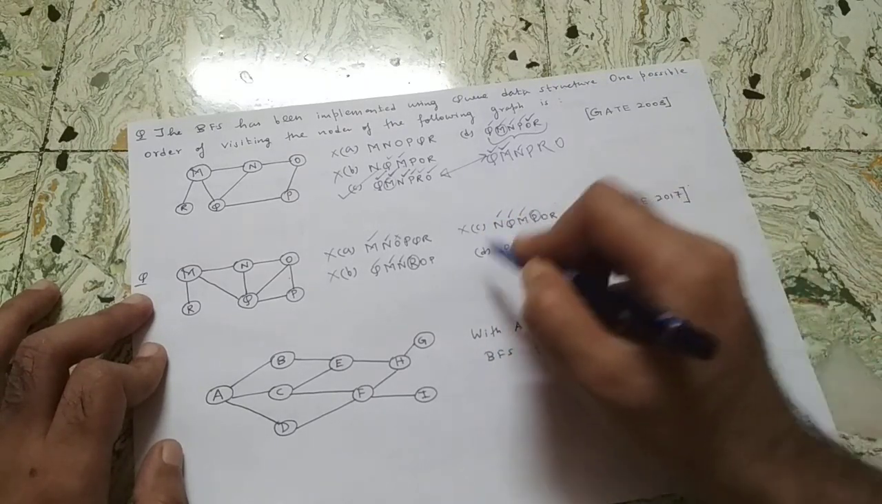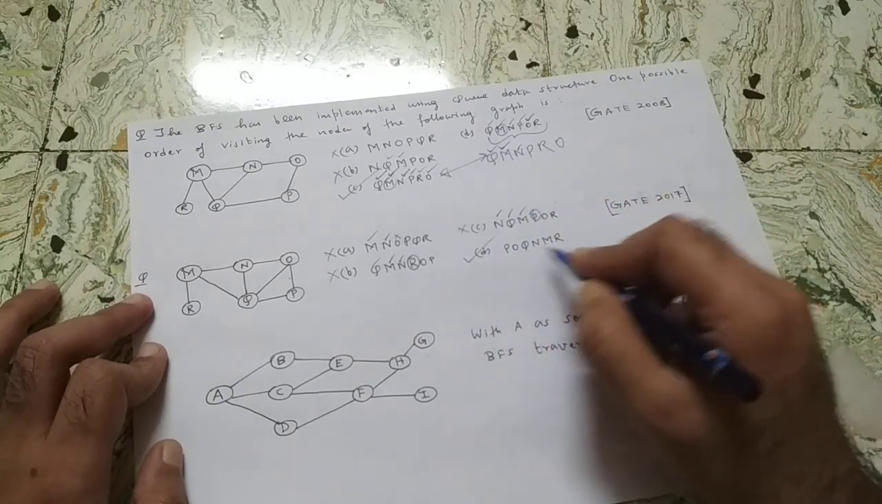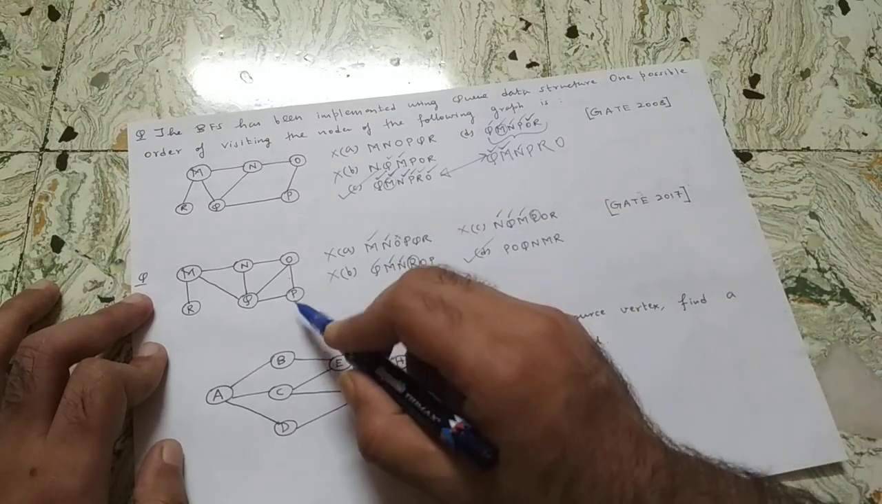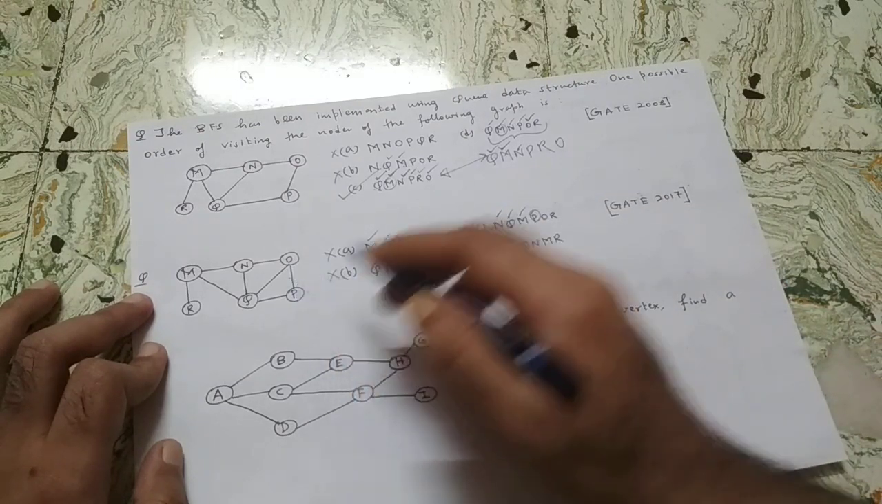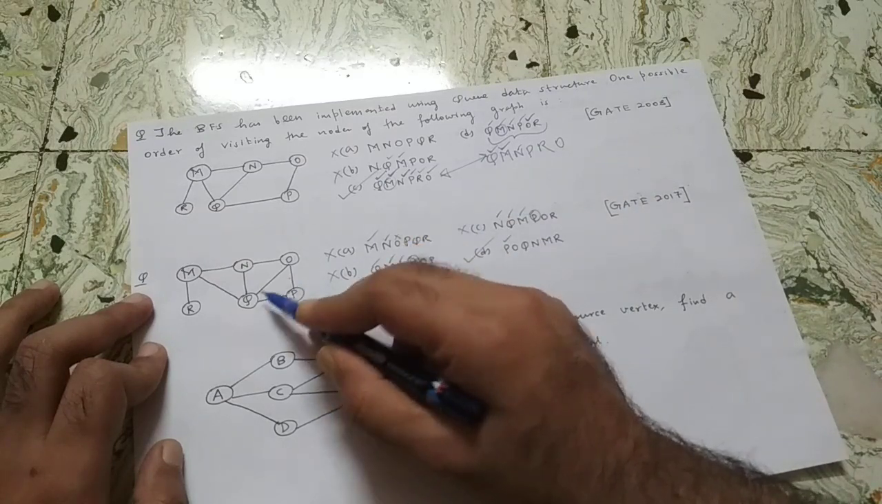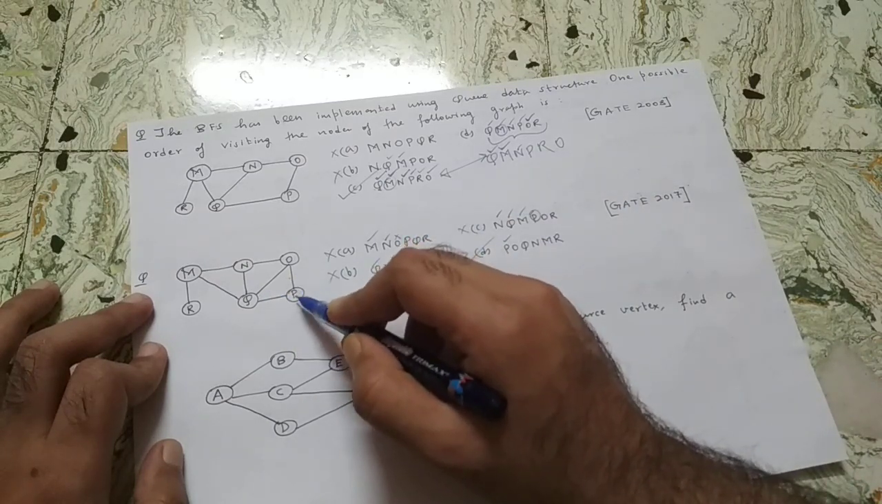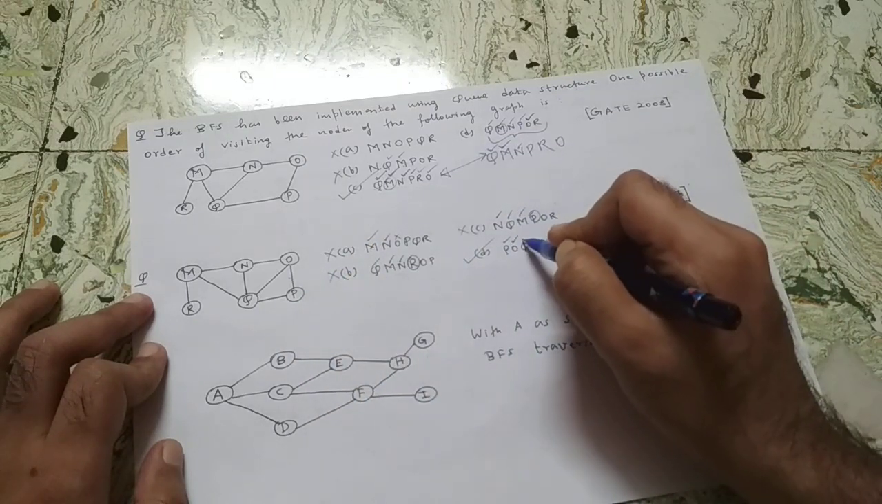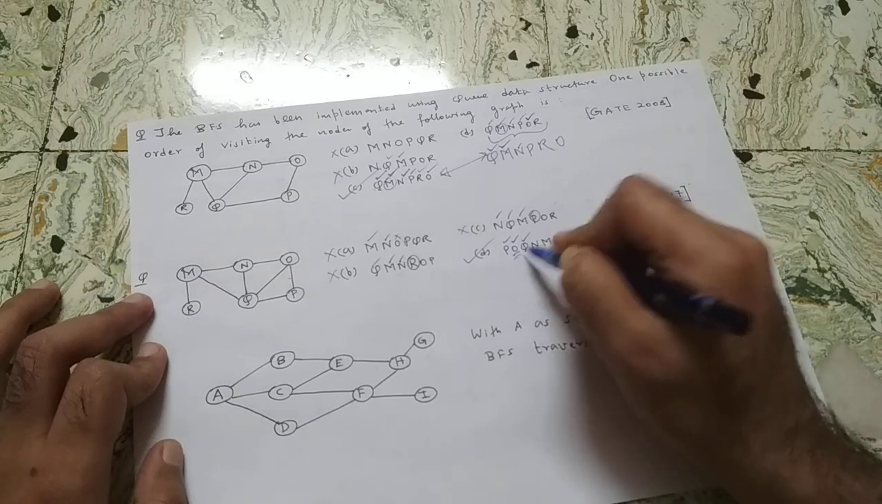So I'm left with this one. Obviously, this has to be correct. But let's just verify our claim. So we are starting off with P. So P is my starting vertex. So I'll visit the starting vertex. And now I'll visit all the adjacent vertices of P. What are the adjacent vertices of P? O and Q. So I'll visit them in any order. That's what I've done. I visited O. I visited Q.